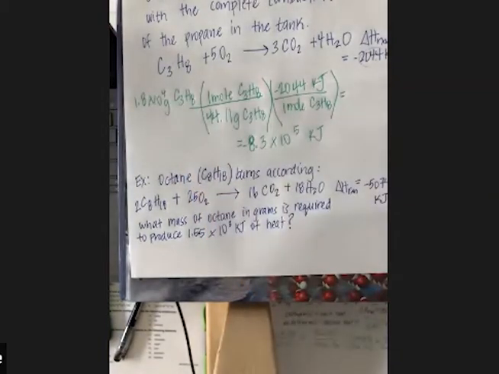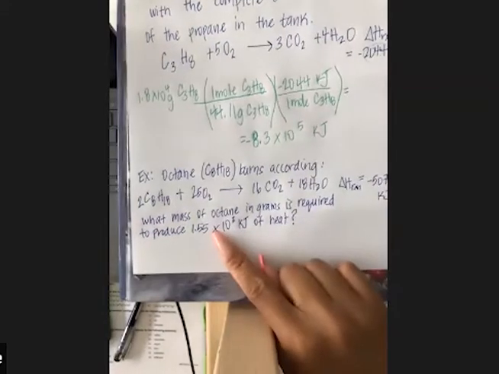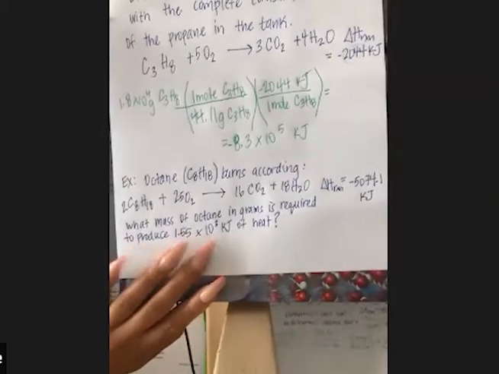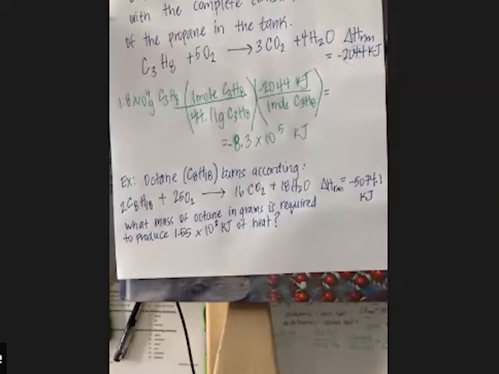So, can anyone tell me what a first step would be? If kilojoules is my given, what would be the first step? And what's always the first step? Convert to moles. So yeah, we get to convert to moles, but how do we convert to moles in this case? Does anyone know? Give me a second. Okay, just look at the previous example.